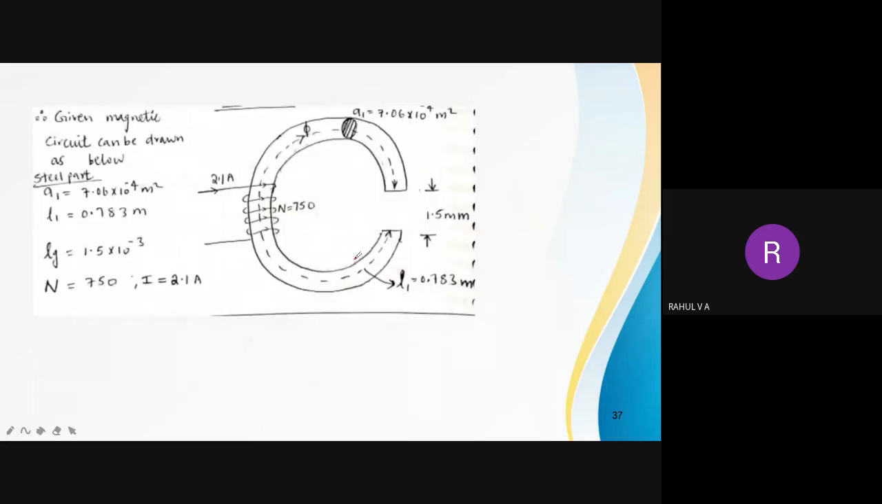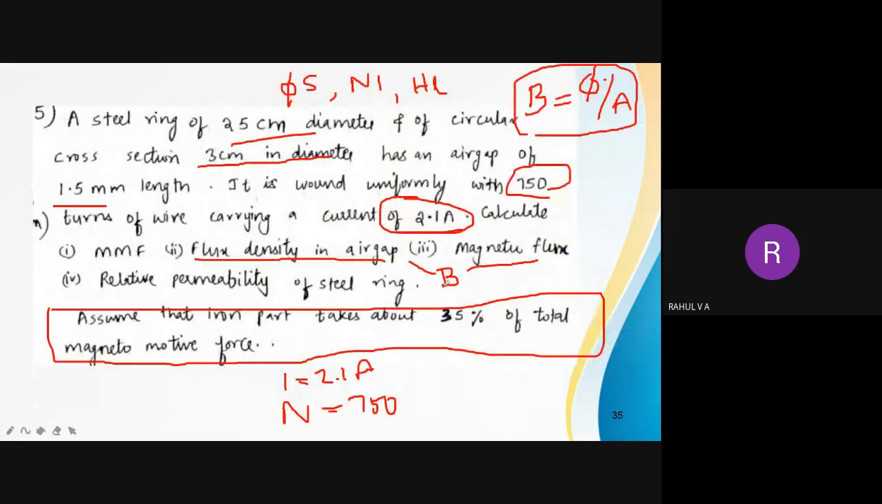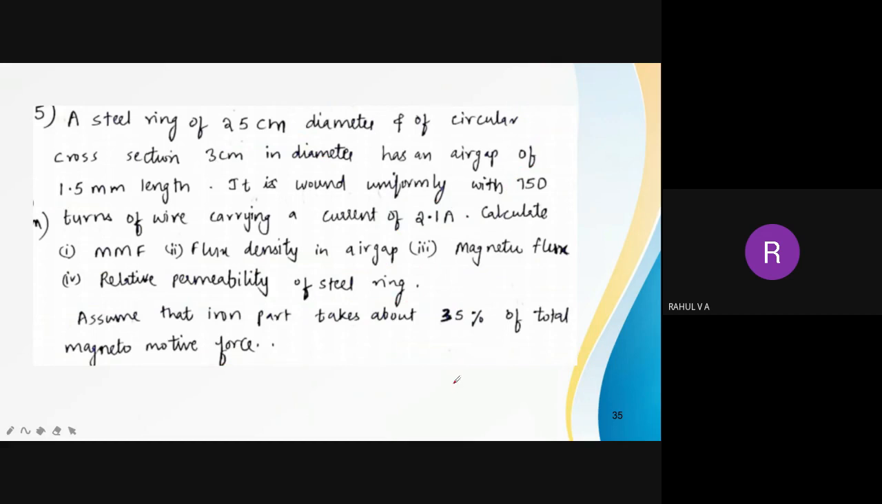Okay, now about the fourth one, find out the relative permeability of the steel ring. So how do we find out the relative permeability? Anyone please tell me how to find out the relative permeability. Relative permeability means mu R1.